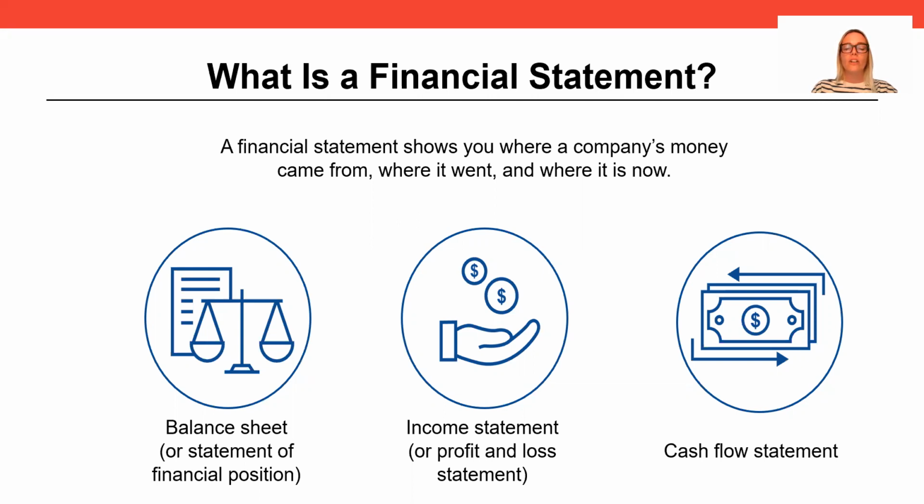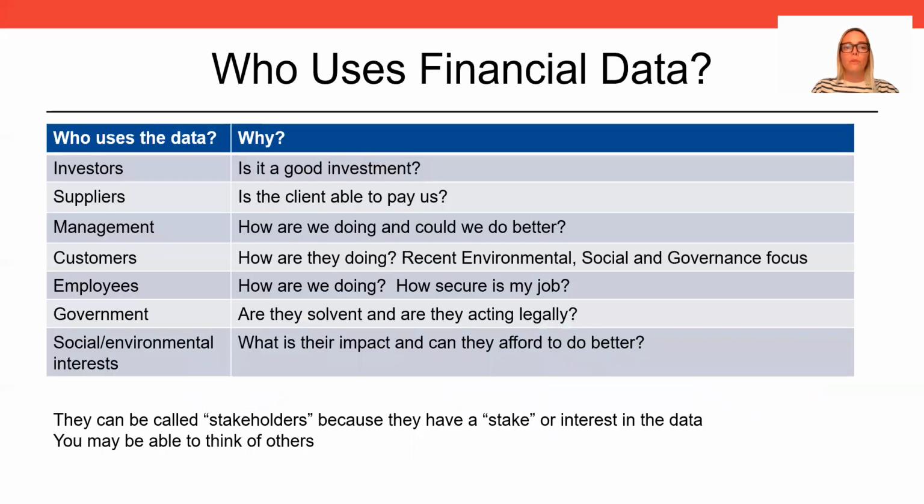So the balance sheet looks at balancing the books and making sure that assets and liabilities are balanced. The income statement, or the profit and loss statement, is focused on making sure that you've got recorded what's come in and what's gone out. And the cash flow statement is all about where the cash is in your business. So let's break this down in more detail.